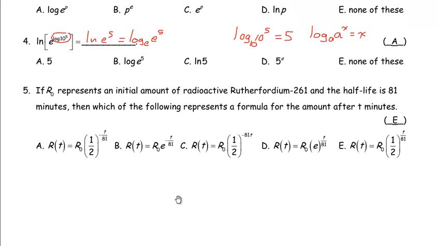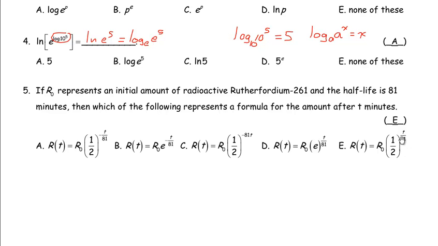And for question number 5, the last multiple choice, if R naught or R sub 0, and if you haven't seen R naught before, naught or sub 0 usually means the initial amount of radioactive Rutherfordium-261, and we're told the half-life is 81 minutes. You're asked then, which of the following represents a formula for the amount after t number of minutes? So E is the correct one. The amount at any time is the initial times the half to the power of, and it's always the time divided by the half-life.